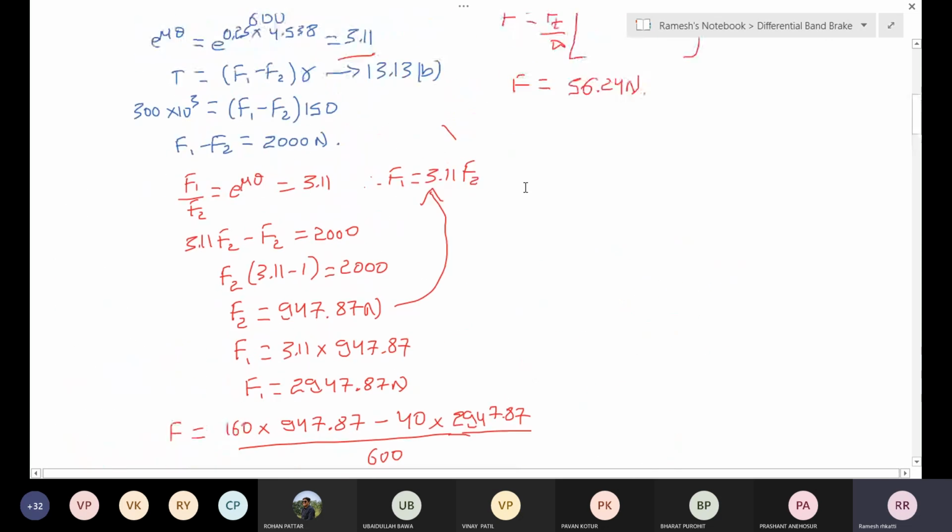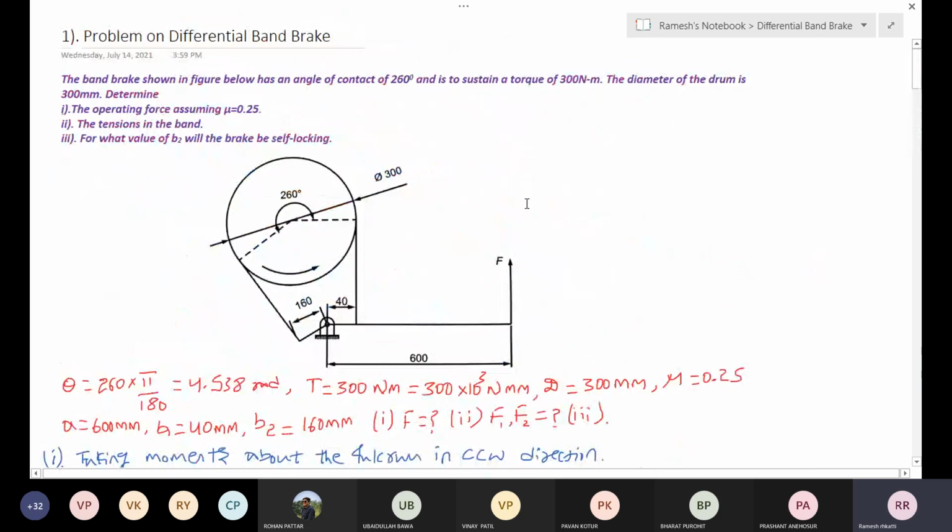If this type of problem is asked in your university exam, it will be for 10 or 12 marks. If you have any doubts in this, you can ask and clarify.